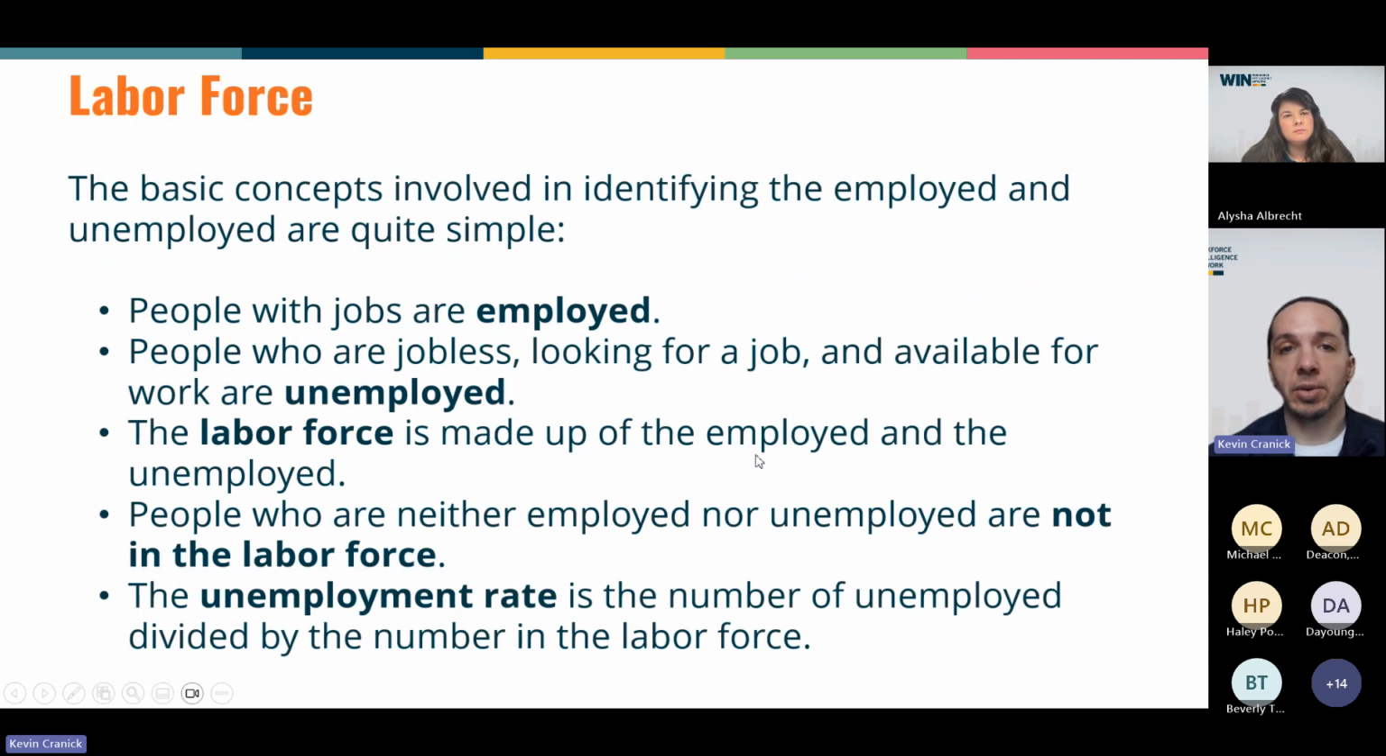Some basic metrics that we measure in the labor market reports are employment, unemployment, labor force, and unemployment rate. So some very basic definitions for those who don't already know. People with jobs are employed, pretty straightforward. People who are jobless, looking for a job, and this last part is very key, available for work, those people comprise the unemployed group.